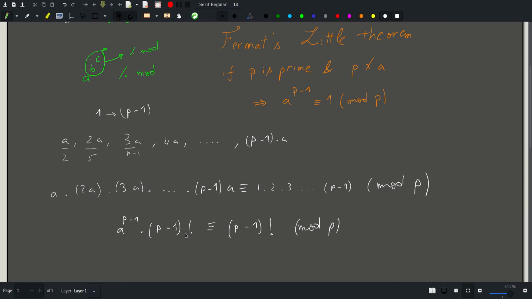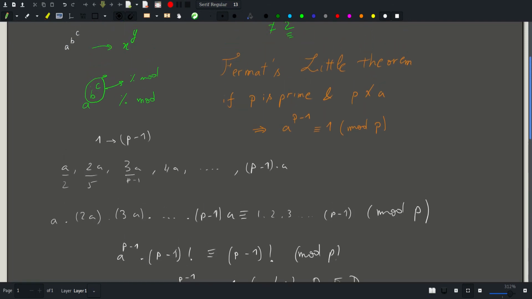And since p minus 1 factorial is not divisible by p, then I can just divide both sides by it. So I get a to the p minus 1 is congruent to 1 mod p. So QED. This is a basic proof of Fermat's Little Theorem.